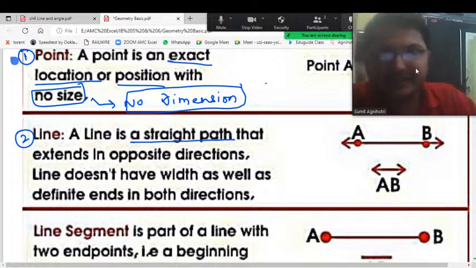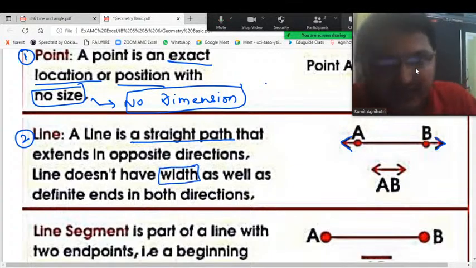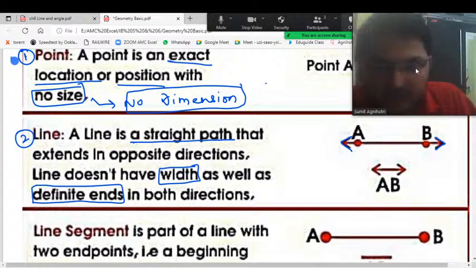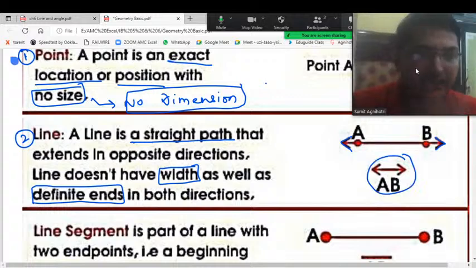A line is a straight path that extends in opposite directions. It extends towards the left side, it extends towards the right side. A line doesn't have width, nor definite ends in both directions. It doesn't have any definite end. It doesn't end towards left, it doesn't end towards right. It is represented using this symbol AB, and we use this symbol to represent that it is a line.